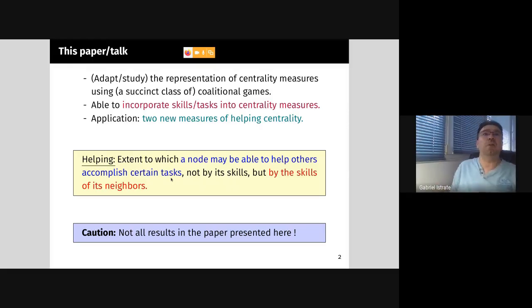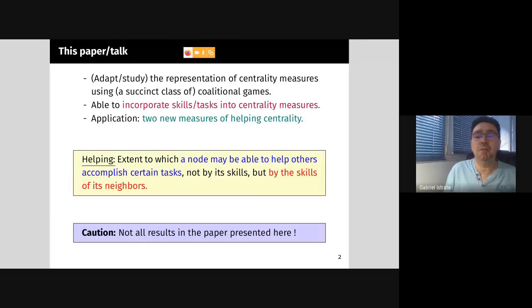Okay, so I'll talk about representing centrality measures using coalitional games and using a representation that is basically able to incorporate the skills and tasks into centrality measures. And I will give, as an application of the whole mindset, two new measures of what I call helping centrality.